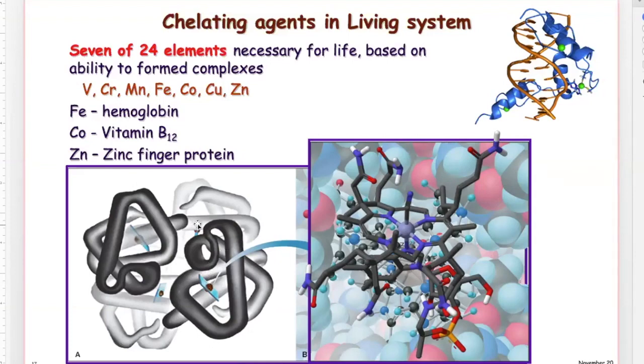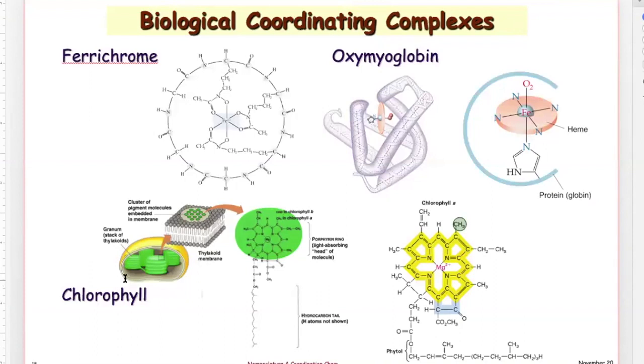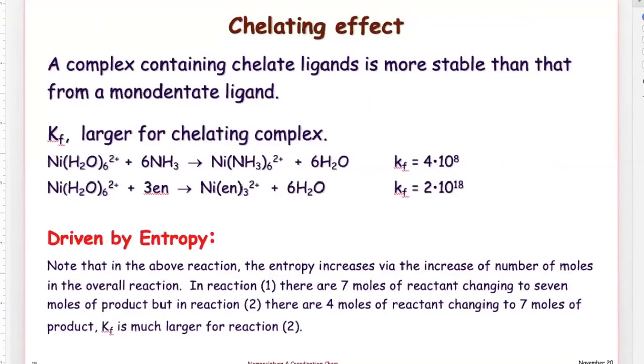But hemoglobin's not the only chemical in our body that is an example of coordination chemistry. You also have vitamin B12 and finger proteins. There's so many. Okay, that's why coordination chemistry also has a lot of research in biology. Here are more examples: chlorophyll, ferrochrome, oxymyoglobin. These are just a few. Okay, and then the question is, well, what drives these chemicals to be formed? I mean, they're so massive, they must be unstable. They must be able to break down easily.